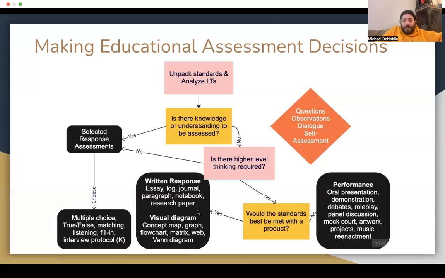Observations is what we're going to be covering in 3.2. So I'm not going to really go in depth with observations right now, but observations is another thing in our toolbox when we're developing assessment decisions. Dialogue, when we're having conversations with our students, is another form of assessment. And self assessment is vital. Students need to be able to assess themselves and assess their peers.